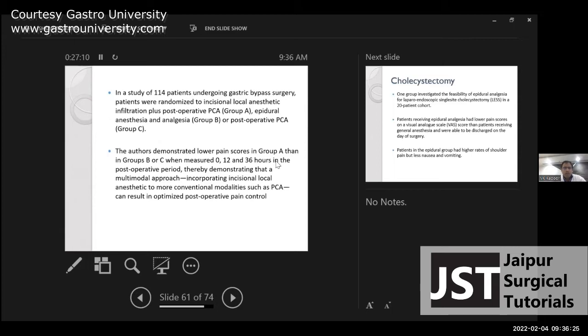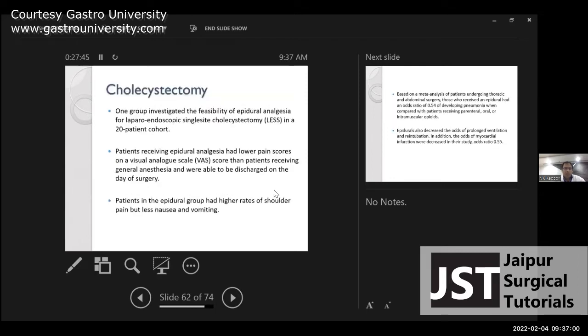In a study of 114 patients undergoing gastric bypass surgery, patients were randomized into local anesthetic plus post-operative PCA versus post-operative PCA alone. The authors demonstrated lower pain scores in the local anesthetic infiltration plus post-operative PCA group when measured at 0, 12, and 36 hours in the post-operative period. Therefore, this demonstrates a multimodal approach incorporating institutional local anesthetic with more conventional modalities like PCA. Means we have to use a multimodal approach always, that is better.